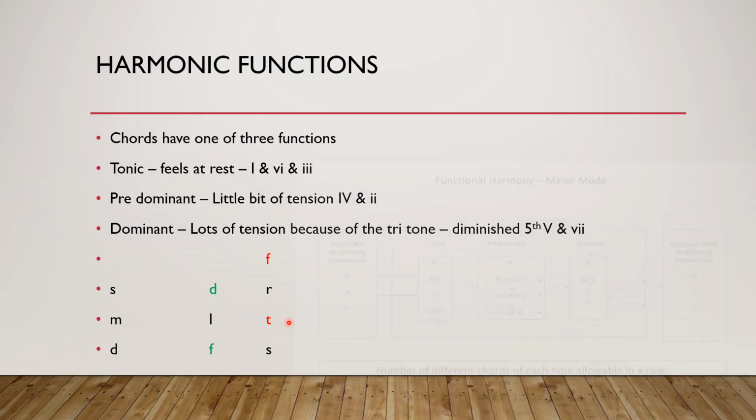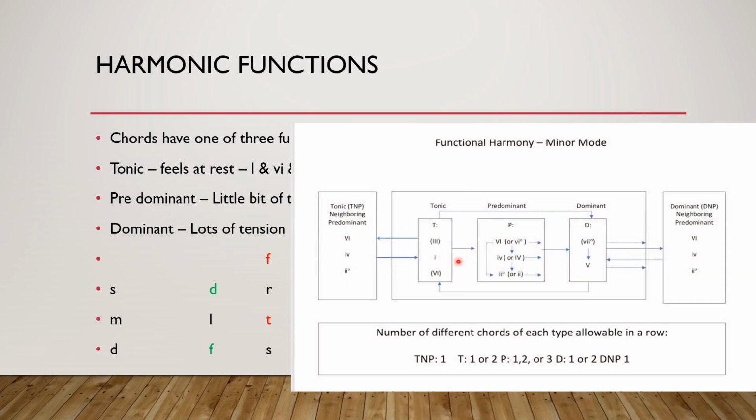Let's have a look at some examples. Here's a chart that shows you tonic chords are 1, 3, or 6. Predominant chords can be 6, but normally it's 4 and 2. And dominant chords are 7 and 5. And it normally goes in this order: tonic, predominant, dominant, back to tonic. It's a little chord loop.